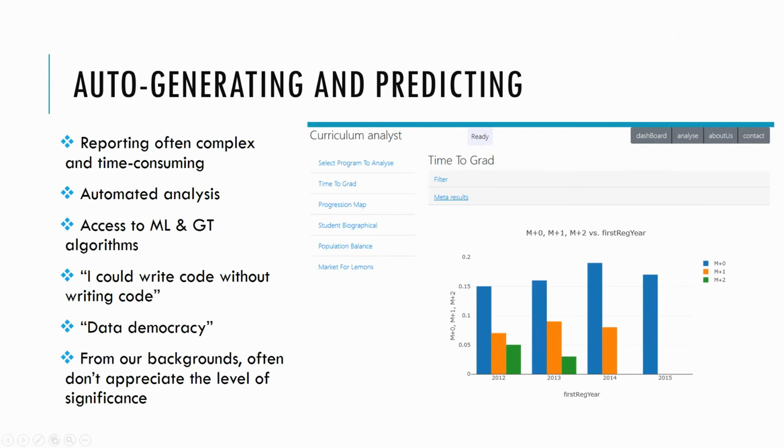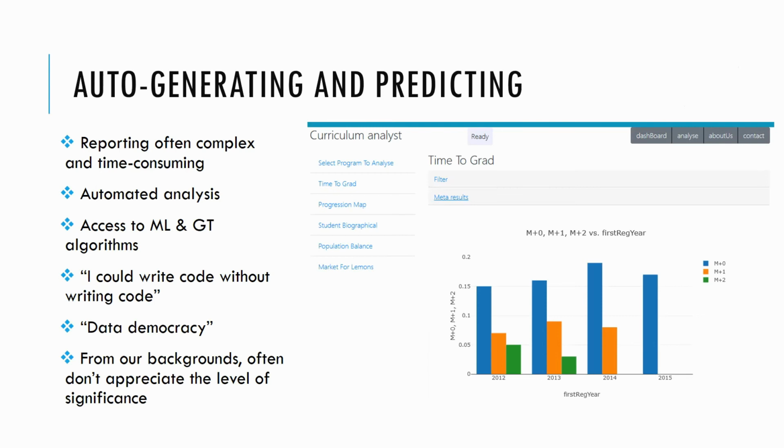There are also many reports that can be auto-generated. There's a lot of other machine learning that you can do on the data. In some of our workshops, participants have said things like, I can write code or make models without writing code. One person has spoken about what he calls data democracy, which is a term that caught on in these sessions. And it means that now with better access to data and analysis methods, it unlocks a great deal of potential for understanding our students and our processes.